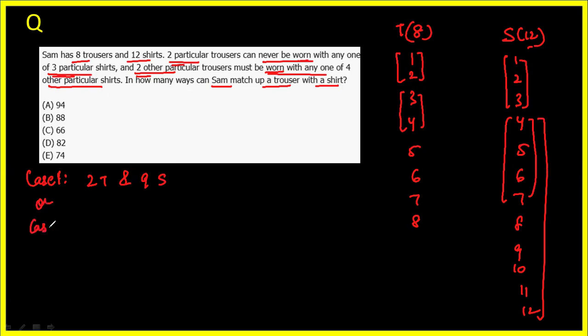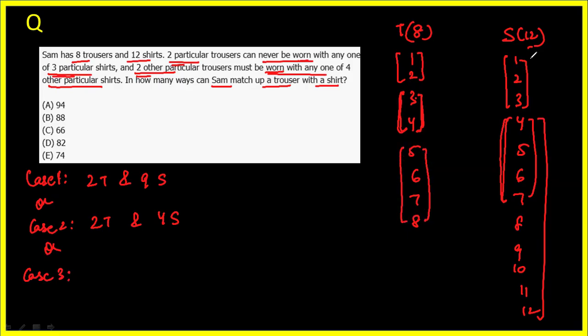Now case number 2: he selects trousers from number 3 and 4. That means there are 2 choices for trousers, and how many choices for shirt? There are 4 choices, these 4, according to the question. So 4 shirt choices are there if we select from number 3 and number 4. Case number 3: he selects the trouser from the remaining 4. If he selects from the remaining 4, how many choices for shirt does he have? There are 4 trousers, and 12 choices for the shirts.